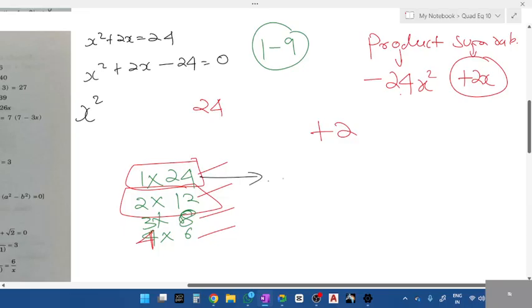Okay, let us take 1 and 24. When you add and subtract, you should get plus 2. Let me take plus 1 plus 24. What are we getting? We are getting 25, right? Yes, I want you all to answer. Are we getting 25 here when you add them? Right? So I'll take plus 1 minus 24. Now what do you get? What is plus 1 minus 24?